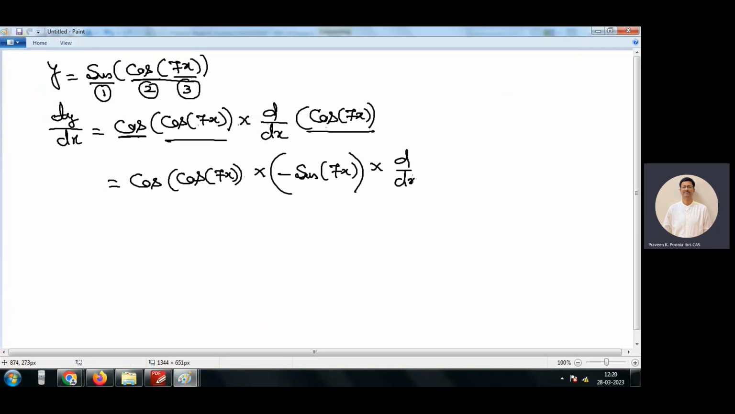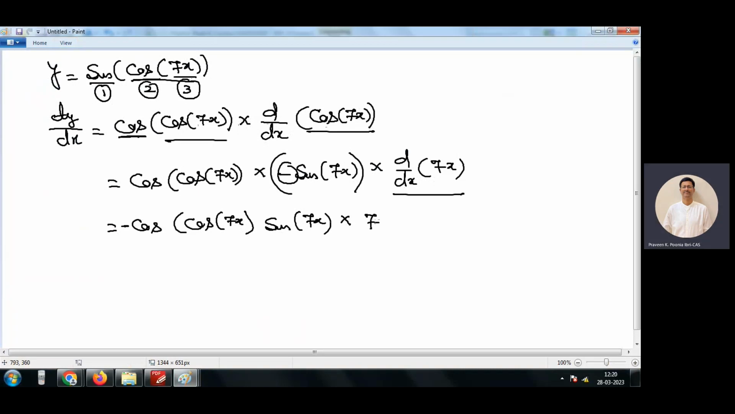Now the third function, the derivative of 7x. So cosine 7x, then there is one minus here, so put this negative here into sine 7x. And what is the derivative of sine 7x? It is 7, because the derivative of x is 1. So now simplify this: minus 7 cosine 7x into sine 7x. Class, this is the answer.